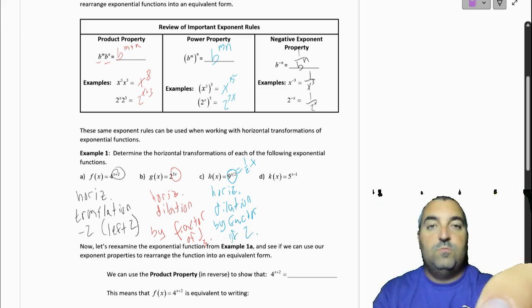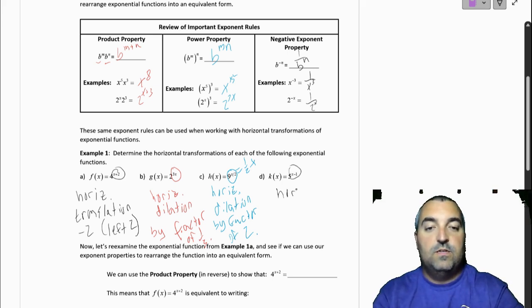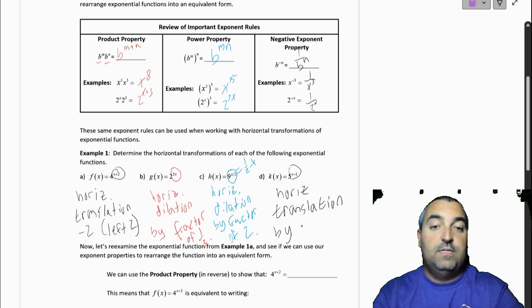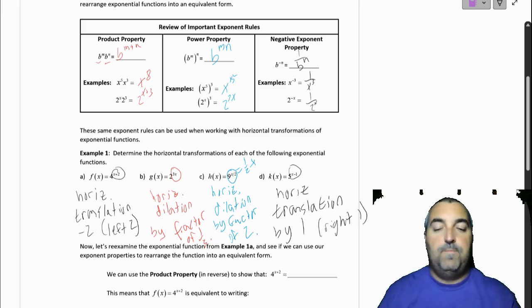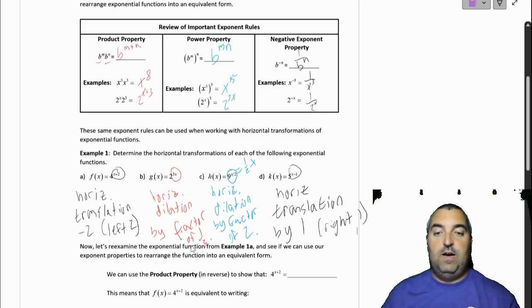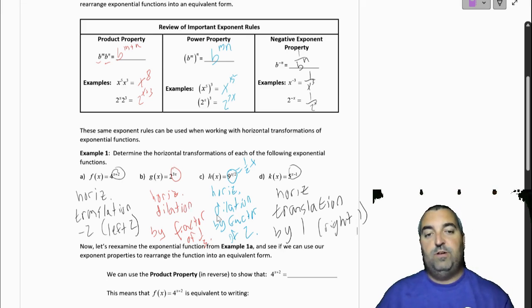And then our last one, we have x minus 1, which then gives us another horizontal translation, by, this time, positive 1 because it's going to the right by 1. Okay, and then we'll talk about the rest, how we can change these horizontal stuff into vertical transformations in class.